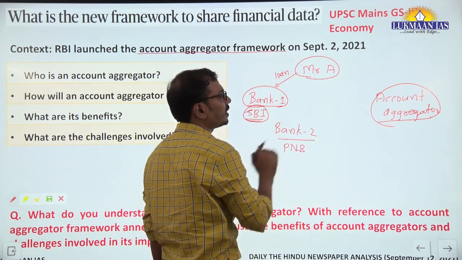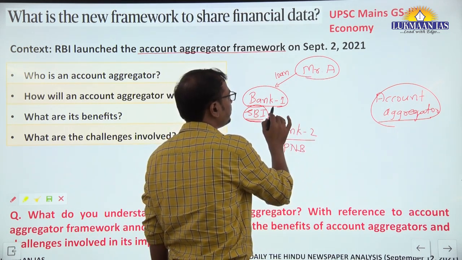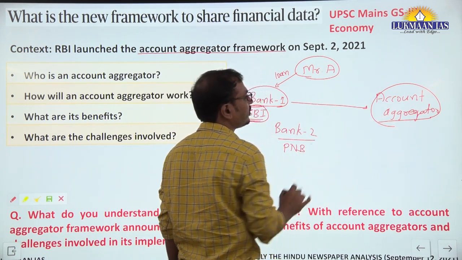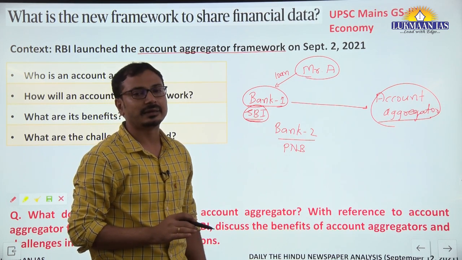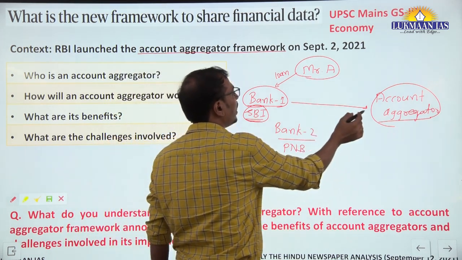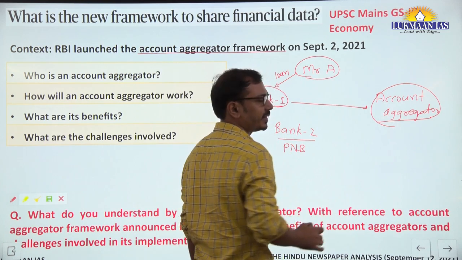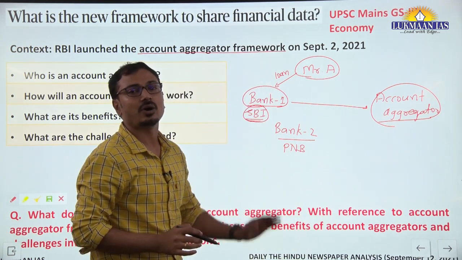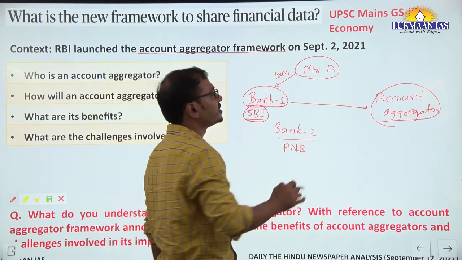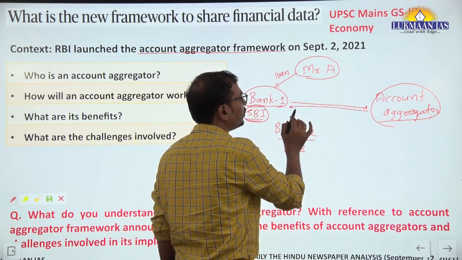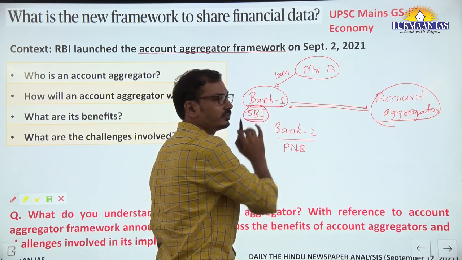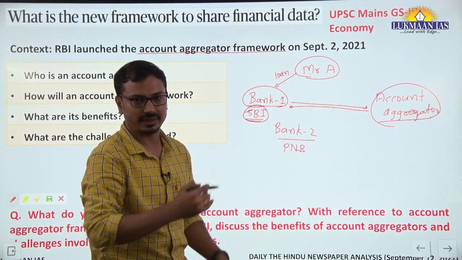A is required. For that purpose, what this bank will do is contact the account aggregator and ask for all the financial information of Mr. A, and this information will be given by the account aggregator to the bank as a service provider.